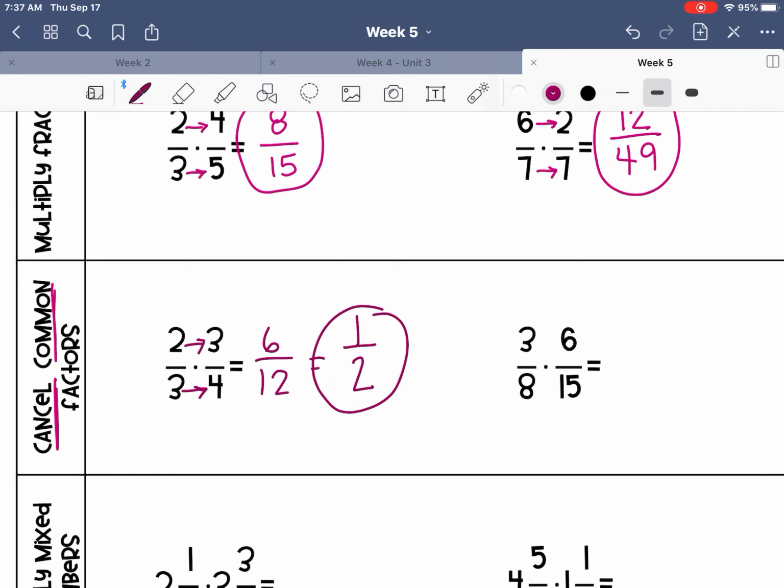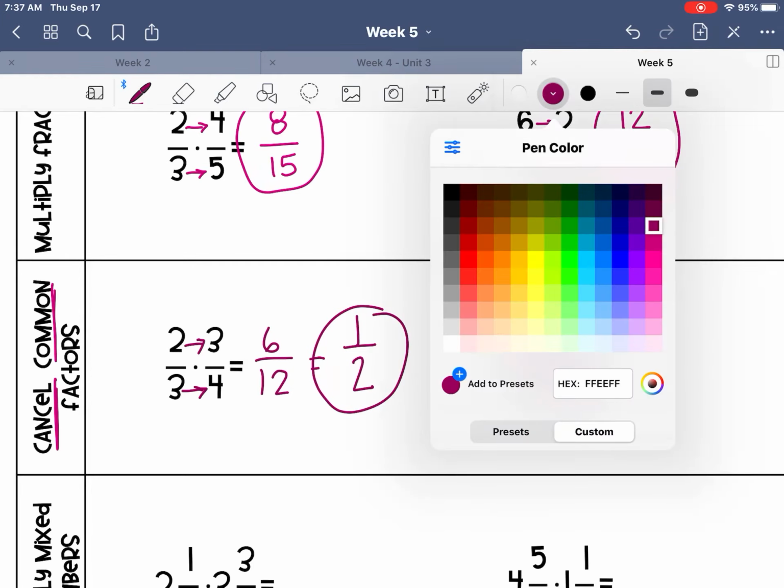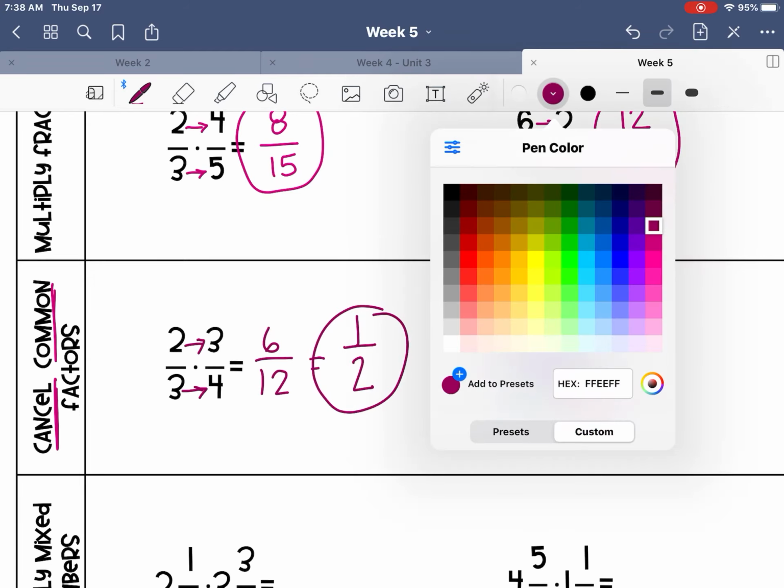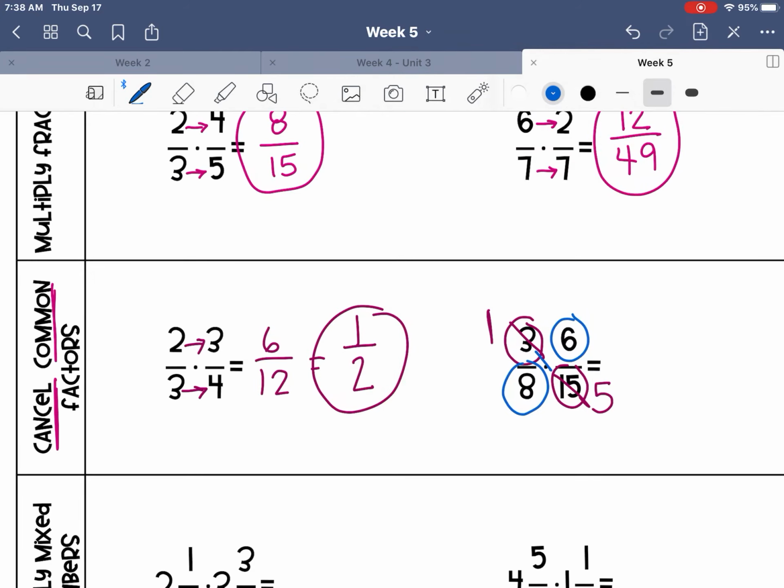I'll show you what I mean here. The cross products here are 3 and 15, and 6 and 8. Well, 3 and 15 have a common factor, don't they, of 3. So what's 3 divided by 3? That's 1. 15 divided by 3, that's 5. So now that's a 1 and that's a 5. I made it a lot smaller. It's a lot easier to multiply that way. Okay, then I look at 6 and 8.